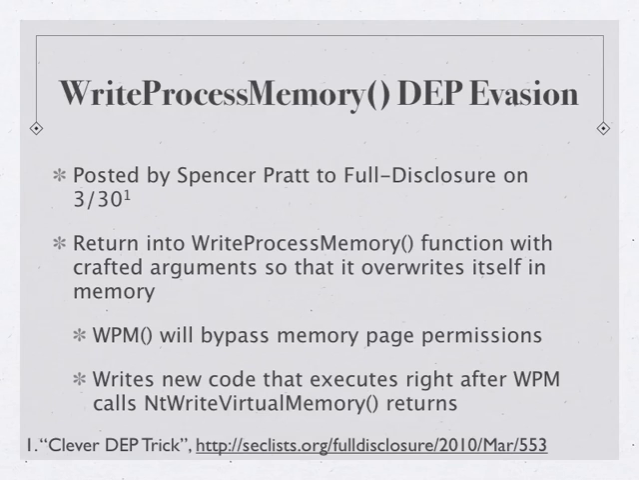WriteProcessMemory has a nice feature where if it notices that the memory you're trying to write to is not writable, it will make it writable so you can actually write the data there. So if you return to WriteProcessMemory, you can use it to write data that you want to wherever you want. And this is another way you could bypass DEP. You should probably read the post to fully understand it.